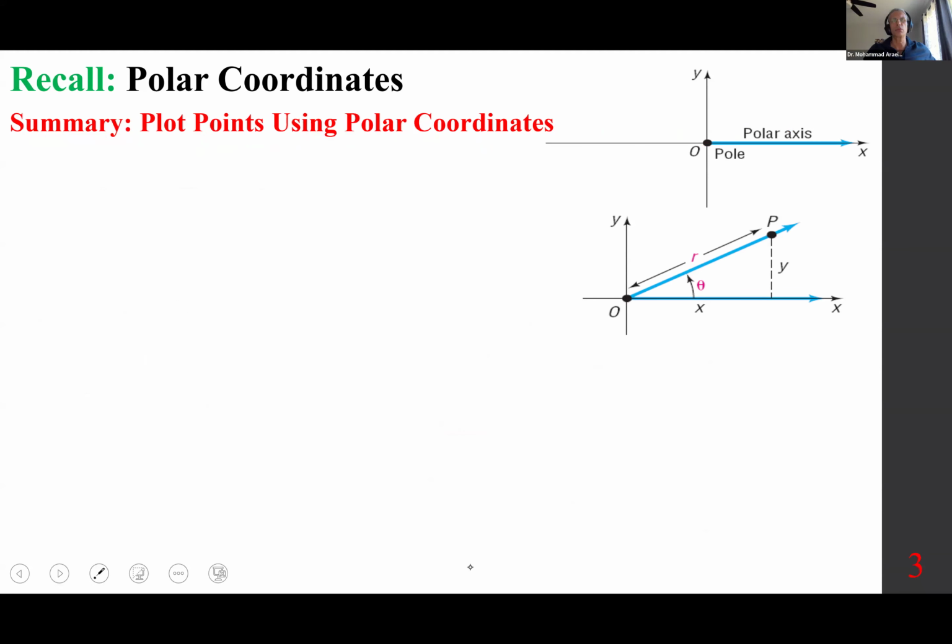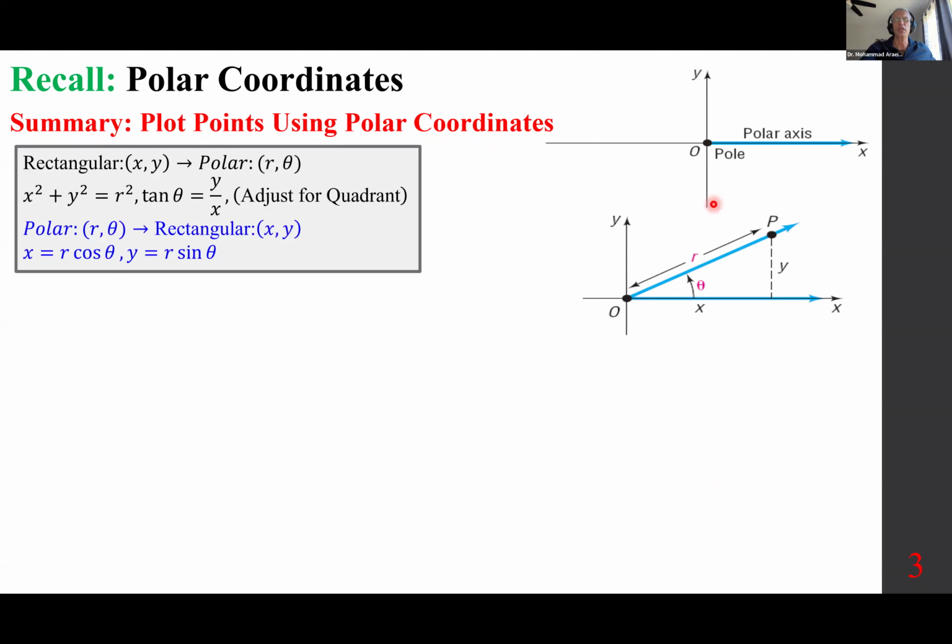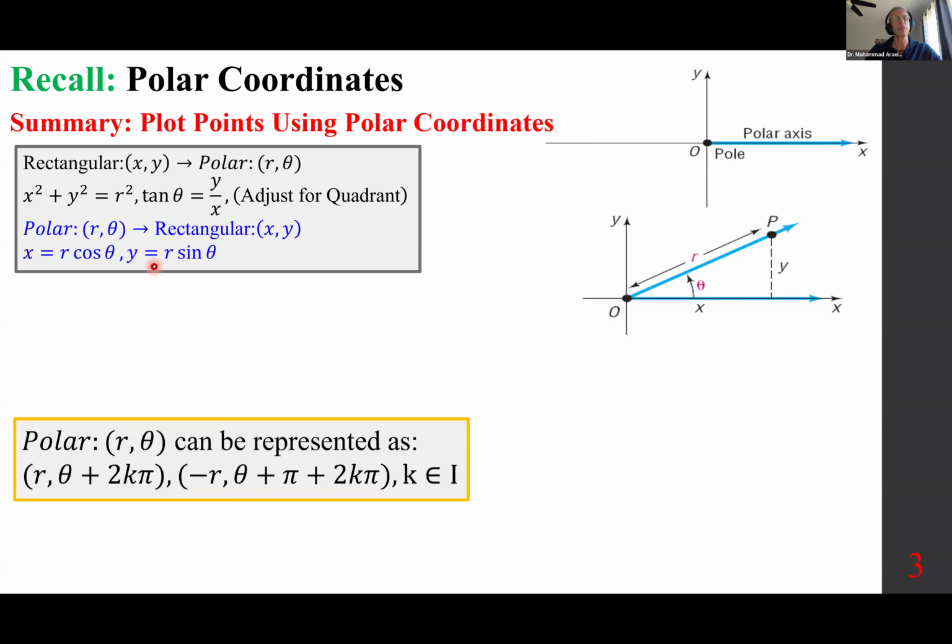Reminding you of the polar coordinates, we have the x and y axis. In the case of a polar coordinate, we have the x-axis and the angle. So this distance is r, x, y. The relationship is as follows. x squared plus y squared equals r squared. Tan theta is y over x. We adjust for the quadrant. x is r cosine theta, y is r sine theta.